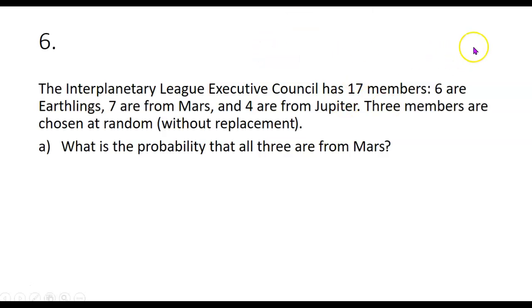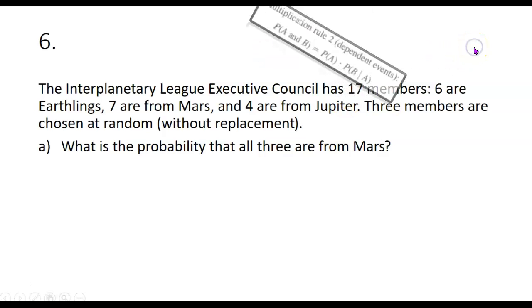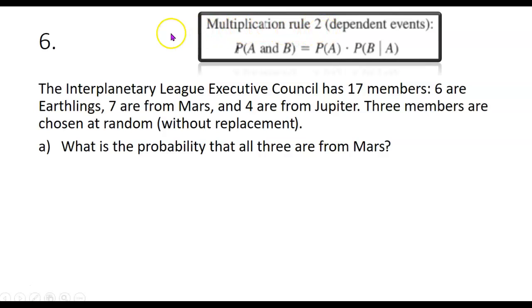So how do you answer "and" probability questions? With the multiplication rules. You multiply the probabilities. And here these are dependent events. The probabilities are going to be different each time. So we're going to be multiplying together the probability that the first one is from Mars, times the probability that the second one is from Mars if the first one was, times the probability that the third one is from Mars if the first and second were.